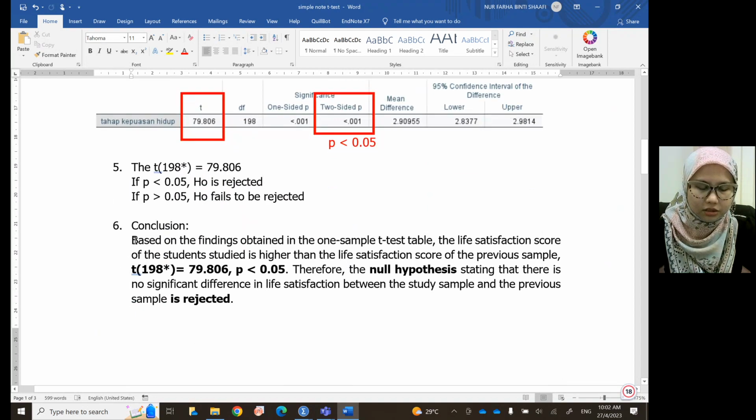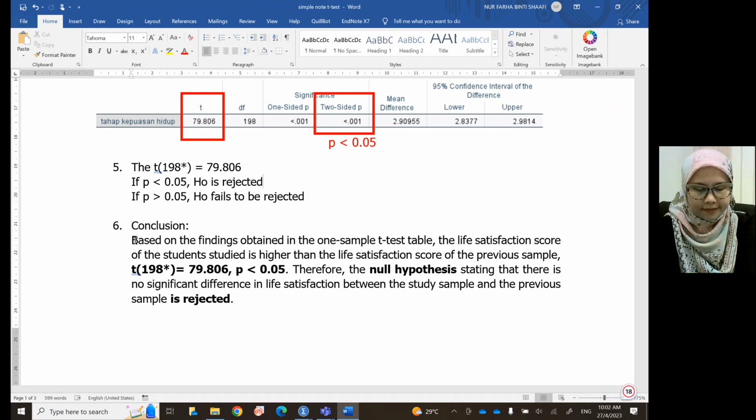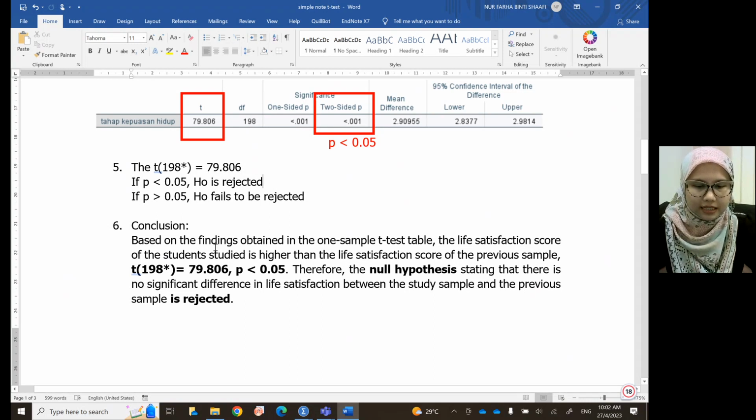So this is the conclusion. This is how you write in your report, in your thesis. Okay. Based on the findings obtained in the one sample t-test table, the life satisfaction score of the student studied is higher than the life satisfaction score of the previous sample. Okay, this is just the statement that I have copy pasted from the research objective.